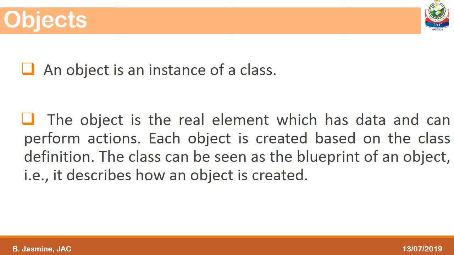Objects. An object is an instance of a class. The object is the real element which has data and can perform actions. Each object is created based on the class definition. The class can be seen as a blueprint of an object, such that it describes how an object is created.